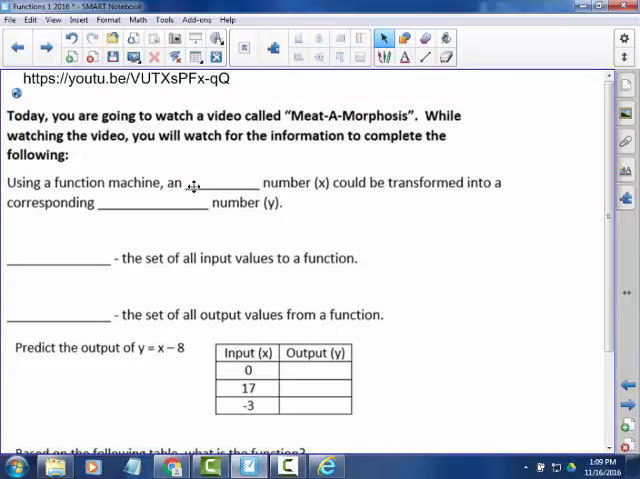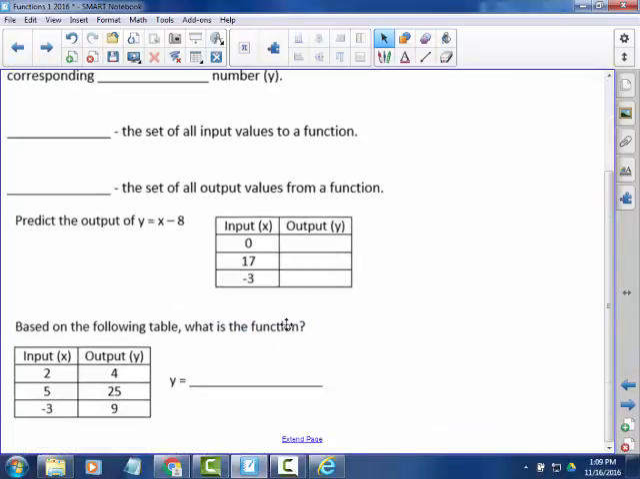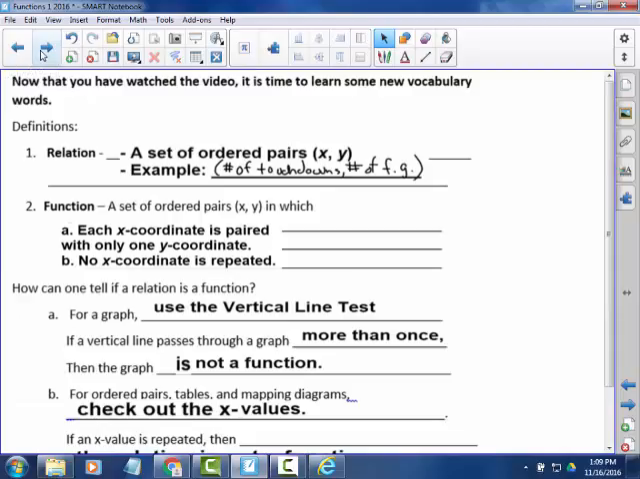Okay, so hopefully you have filled out your paper appropriately, and you are now ready to look at some new vocabulary. Okay, so the definitions: there's a thing called a relation, which is a set of ordered pairs x and y. So it could be the number of touchdowns to the number of field goals. It can be any 2 numbers you can come up with.